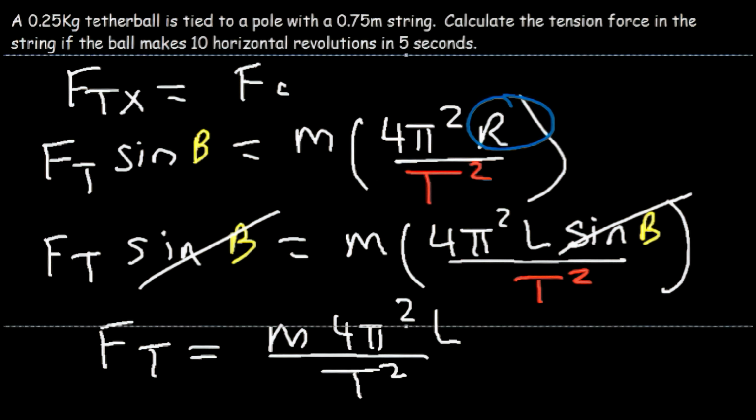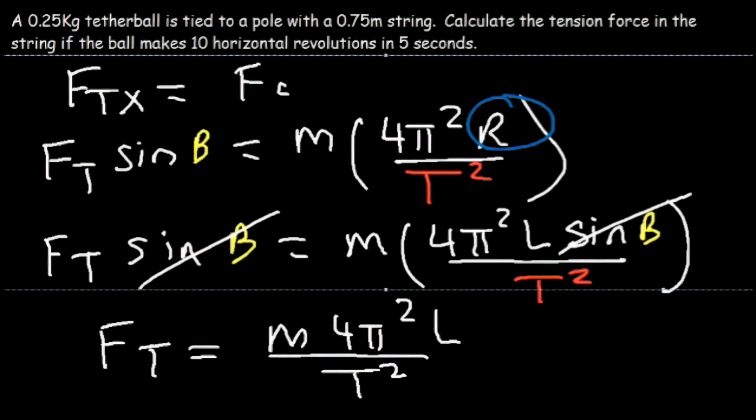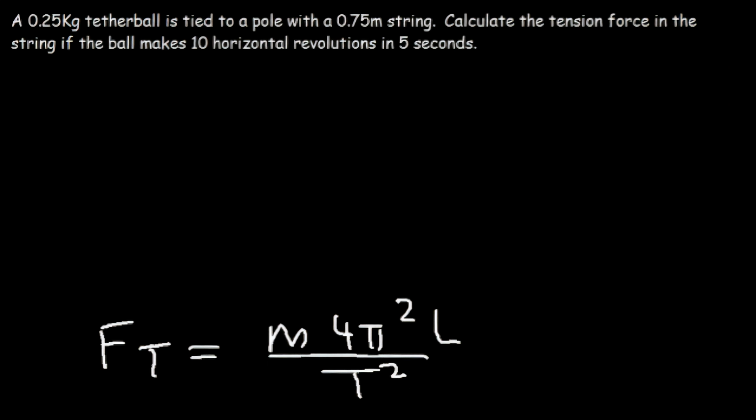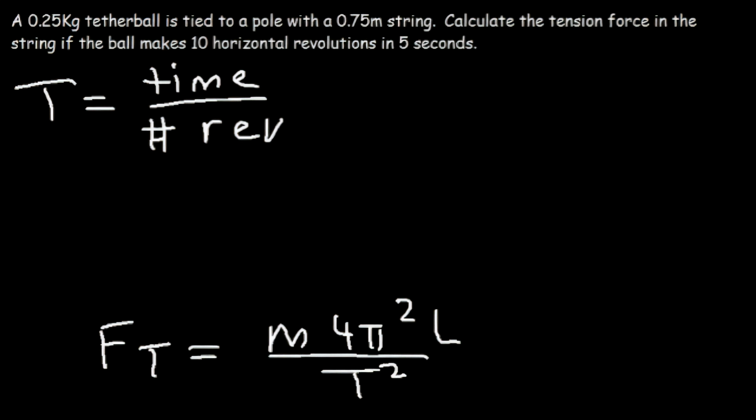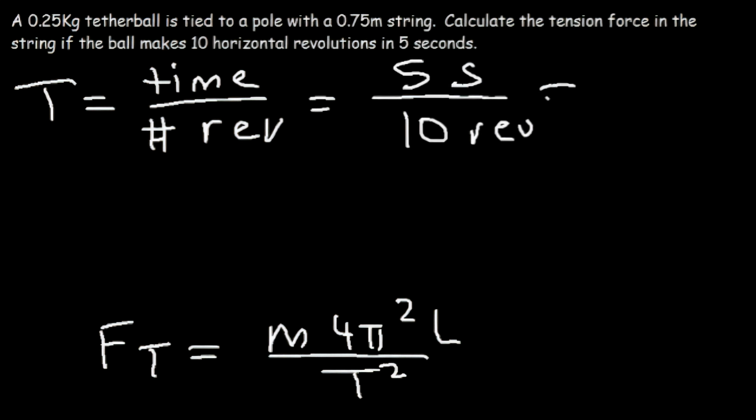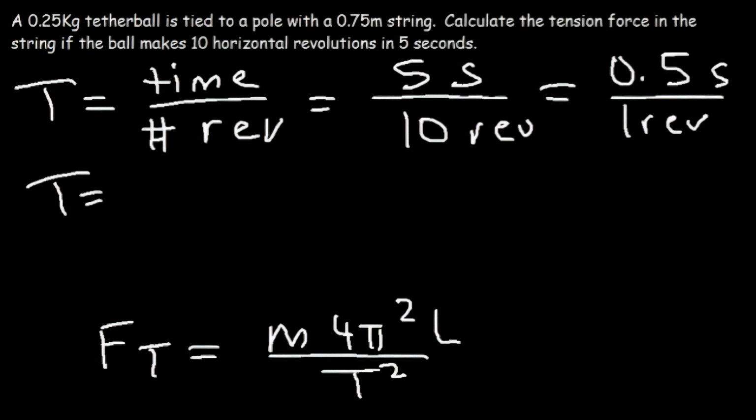So let's calculate the period. The period is the time it takes to make one revolution. So if we take the time and divide it by the number of revolutions, we can get the period. So if 10 revolutions occur in 5 seconds, then 1 revolution occurs in 0.5 seconds. So it's 0.5 seconds per 1 revolution. So that's the period. That's the time it takes to make 1 revolution.